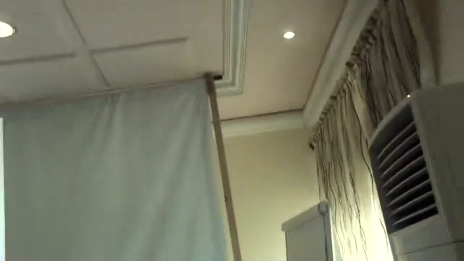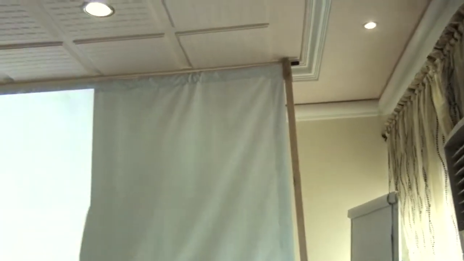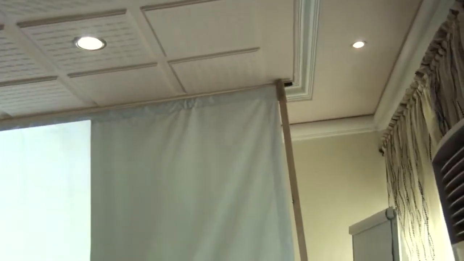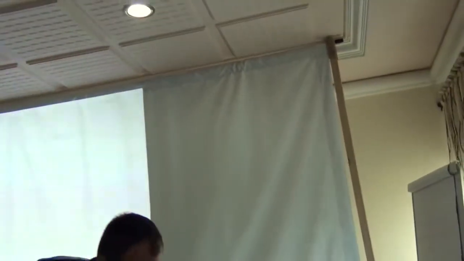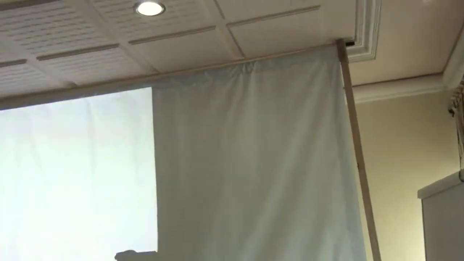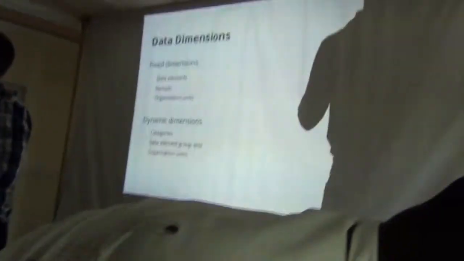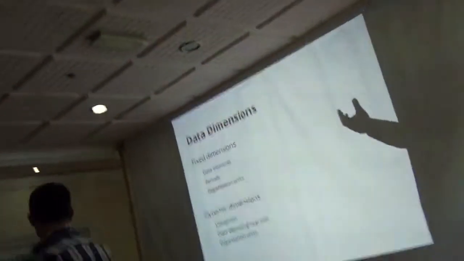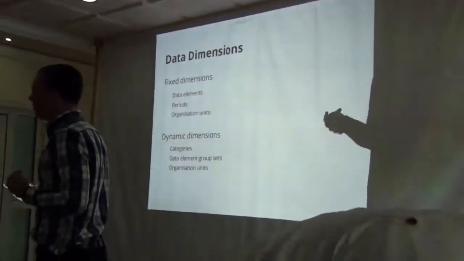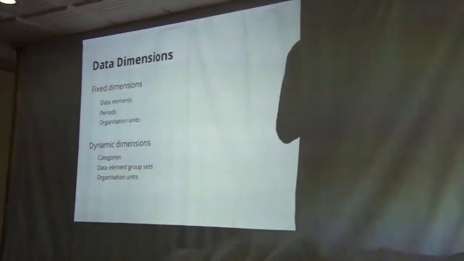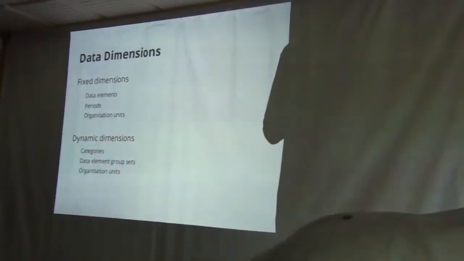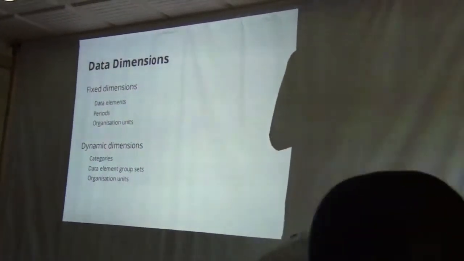So, as you might know, in the system we have something we call fixed dimensions, and something that we call dynamic dimensions. Fixed dimensions are what you typically know as the data elements, period, organisation units, which are dimensions in the system that will always be there. And then we have what we call dynamic dimensions, which are things like categories and group sets, which is something that you can set up yourself to tailor the system.